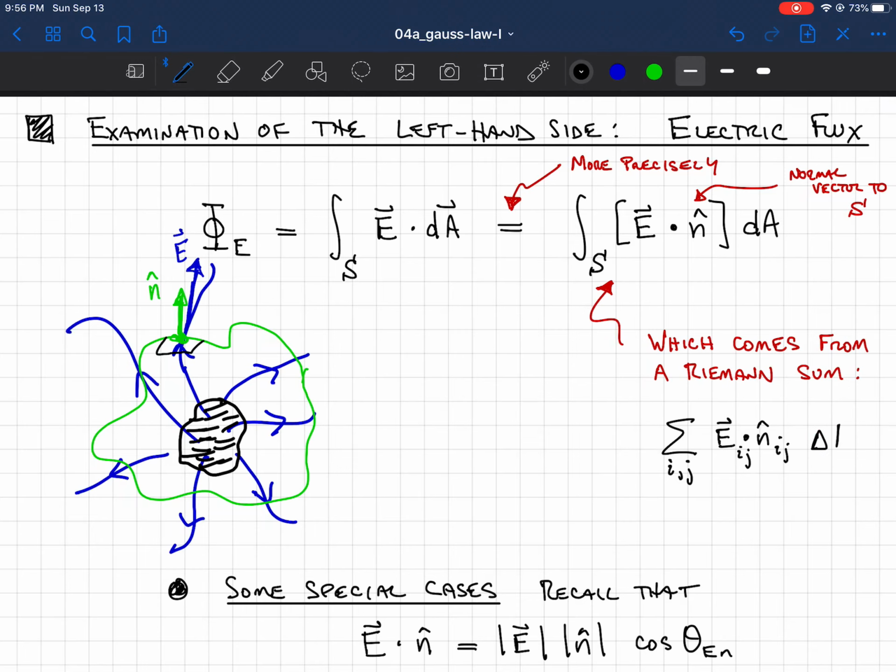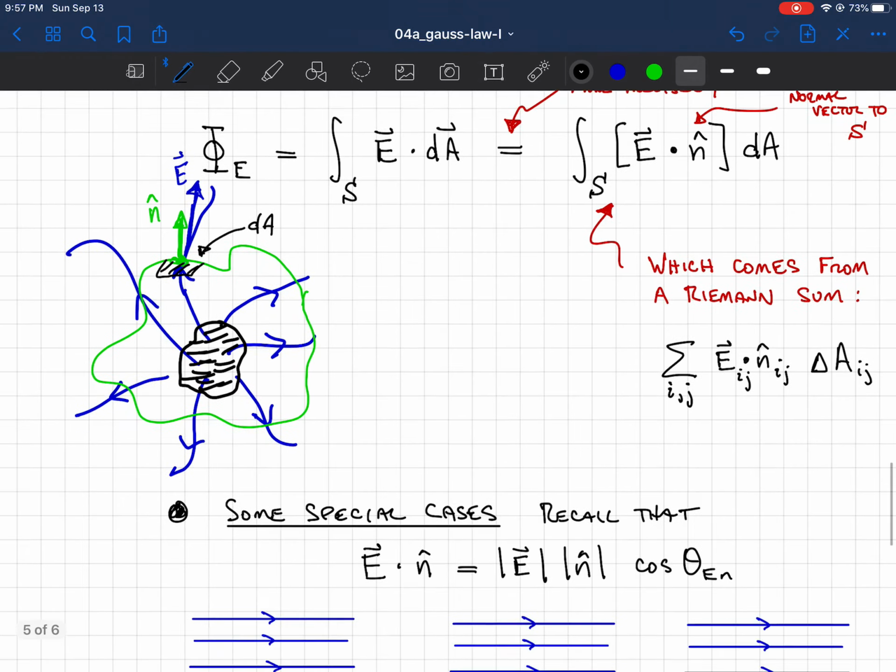And then you just multiply them by the area dA at that point. So you're just going around here and you're looking at an area dA or delta A, and you add up that quantity E dot n, and you just add it to the next ones, and you go all the way through the entire surface. So that's what we mean by this flux here.